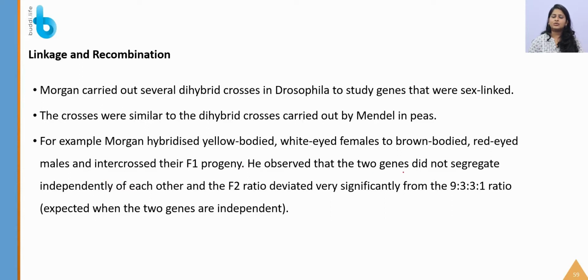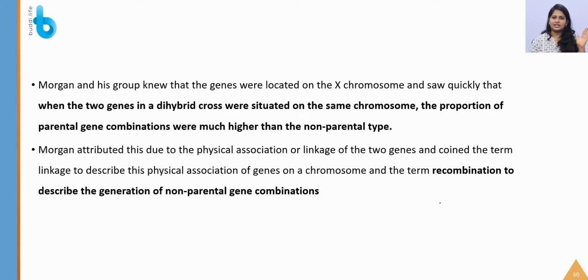He observed that the two genes did not segregate independently of each other, and the F2 ratio deviated very significantly from the expected 9:3:3:1 ratio. What he found is that the characters did not segregate independently. That is why he gave this linkage concept. Morgan and his group knew that these genes were located on the X chromosome and saw quickly that when two genes in a dihybrid cross are situated on the same chromosome, the proportion of parental gene combinations was much higher than the non-parental type.